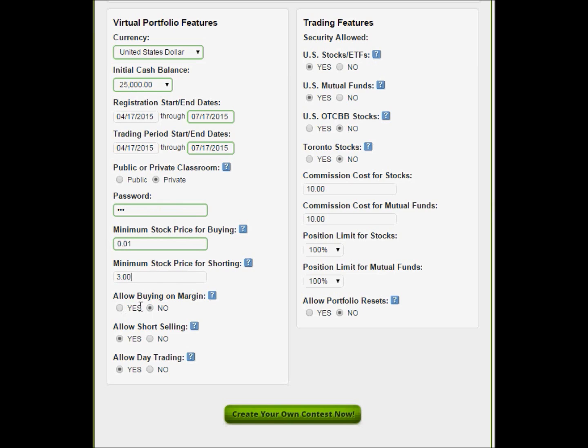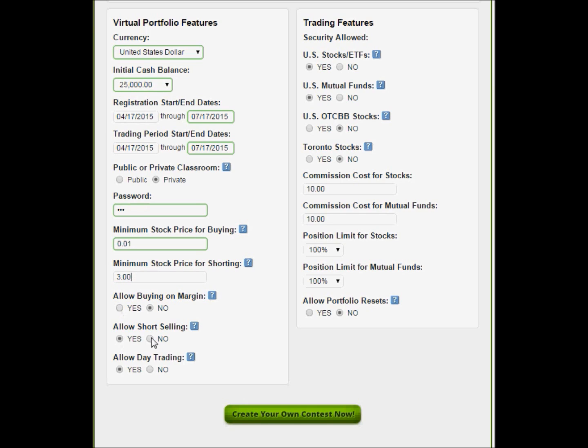Buying on margin means that once you've exhausted your cash, you'll automatically take out a loan based on your current portfolio value and continue to be able to buy more stocks. You'll be charged an interest rate on the money that you borrow, which you'll be able to set, which by default is 8%.